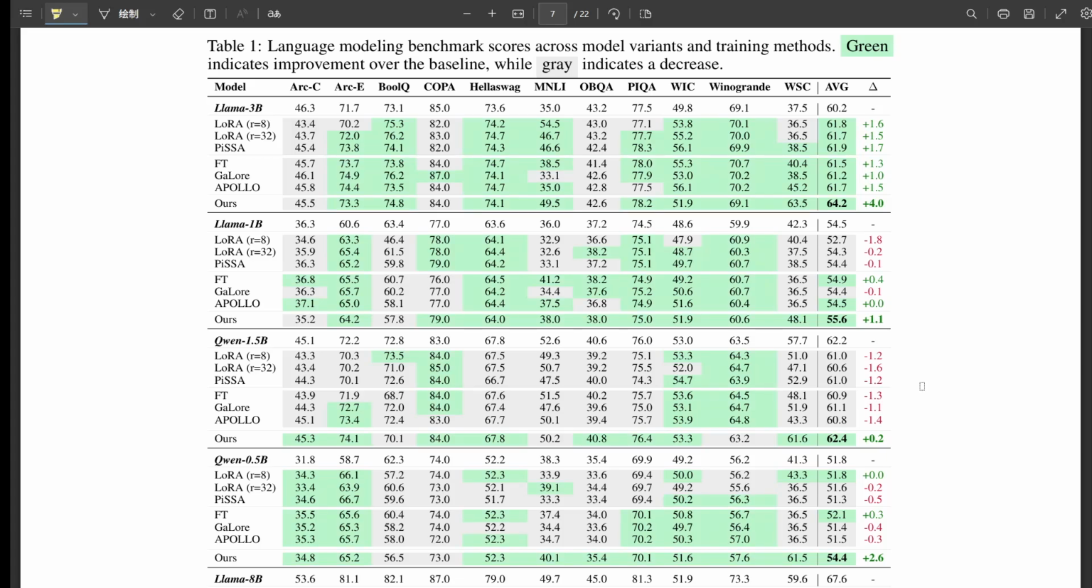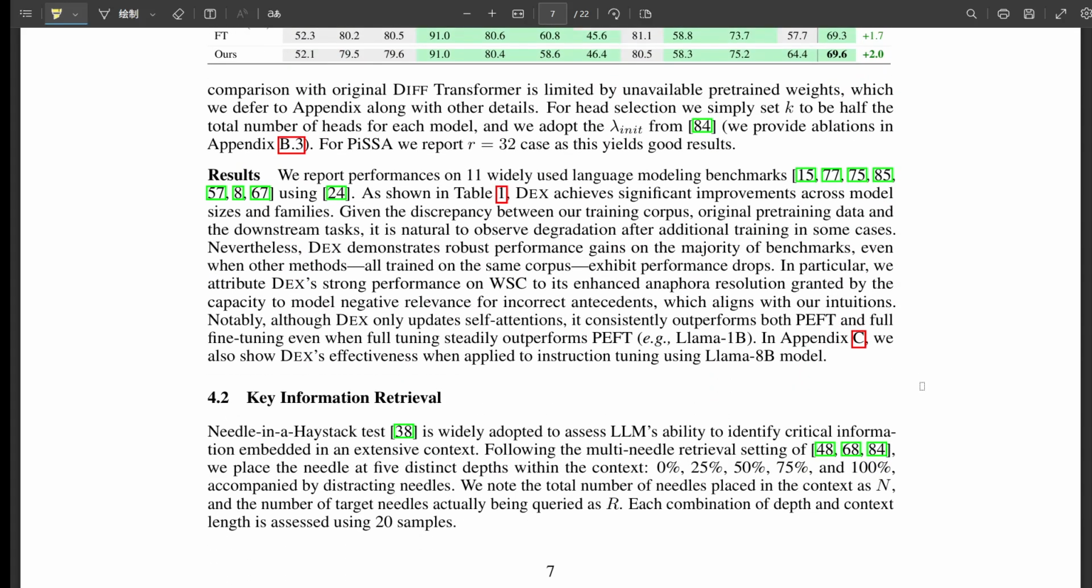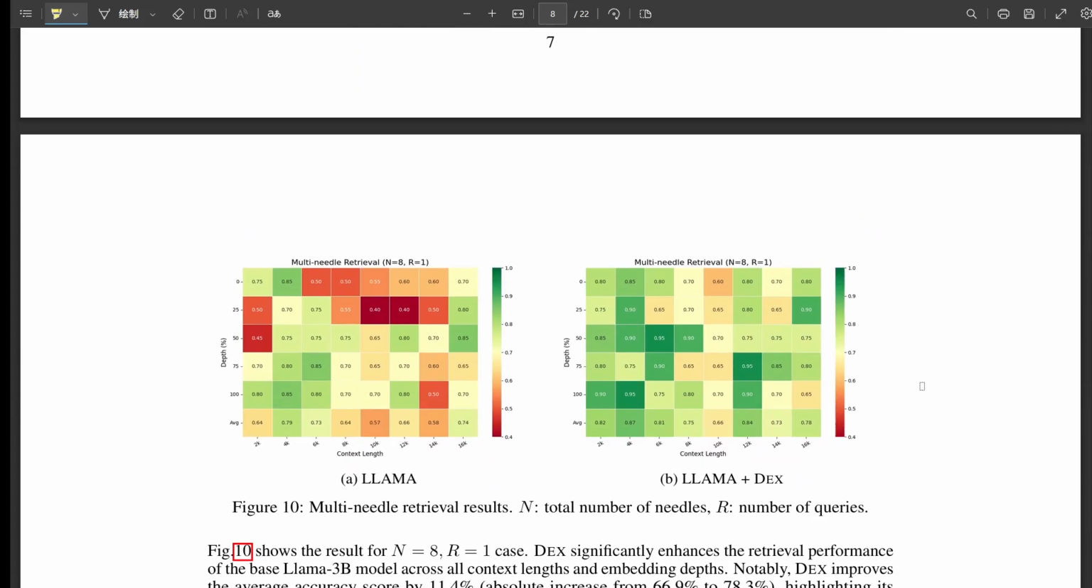Do those studies confirm that the specific design choices in DEX, like which heads to target, or using that whole annealing schedule for lambda, are actually important? They absolutely do. That's in Table 4. The ablations show that using their entropy-based strategy to select which heads to adapt is important. Performance drops if you just adapt random heads, for instance.